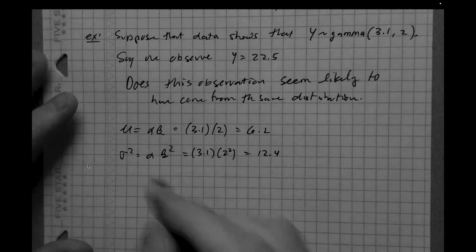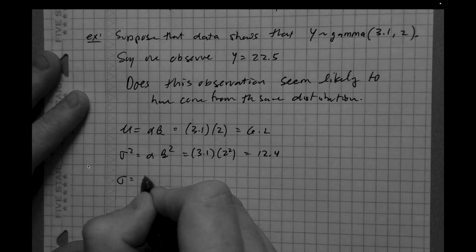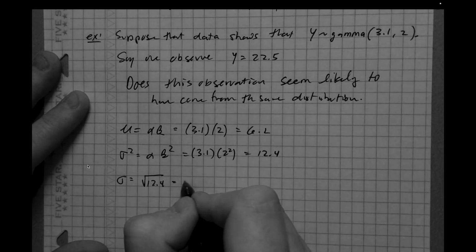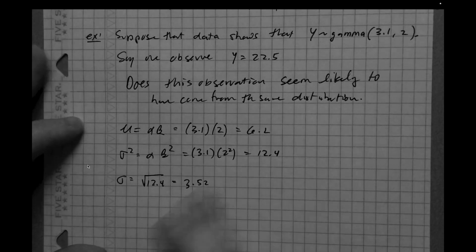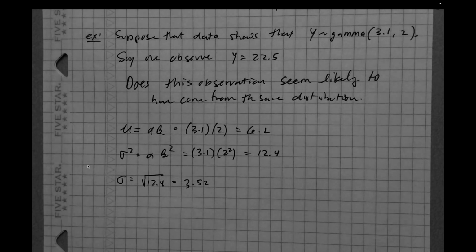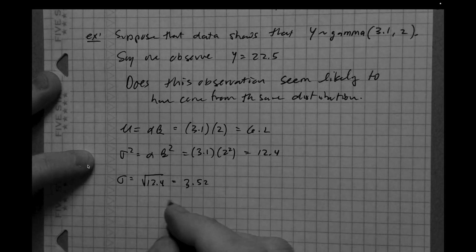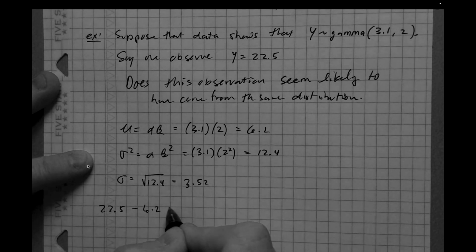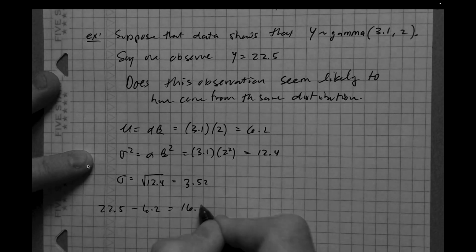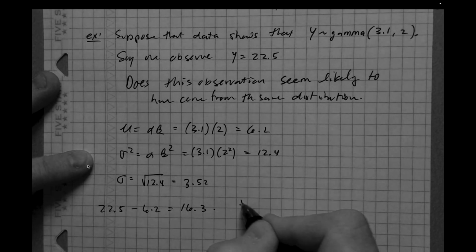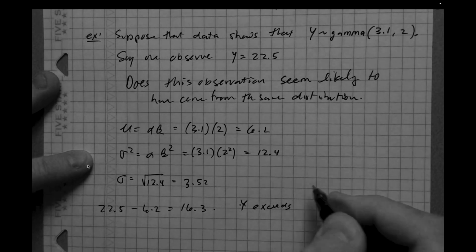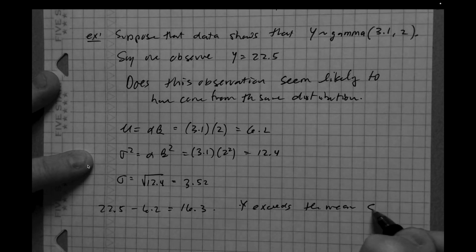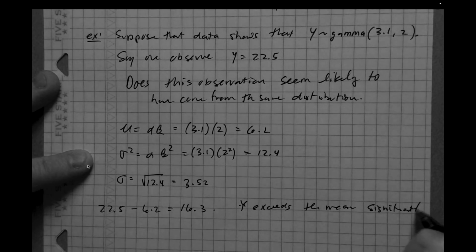Okay, and so the standard deviation then is the square root of 12.4, which is about 3.52. Right, so I've got my standard deviation. Now notice that my observation exceeds the mean significantly, right? So notice that 22.5 minus the mean of 6.2 is equal to what, 16.3? So y exceeds the mean significantly. So this is a really large value.